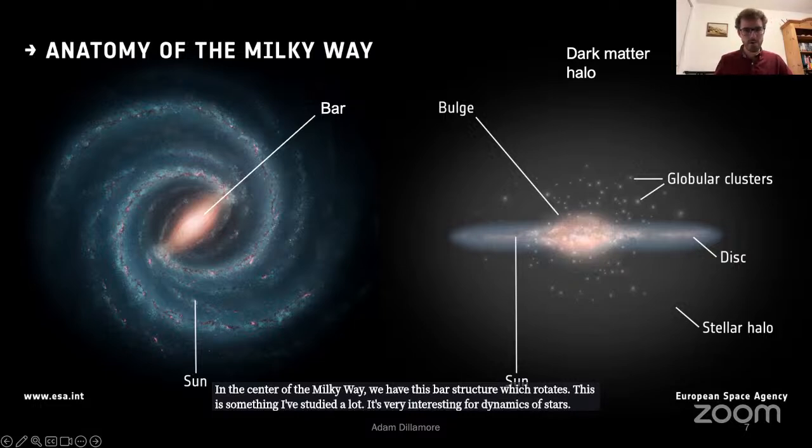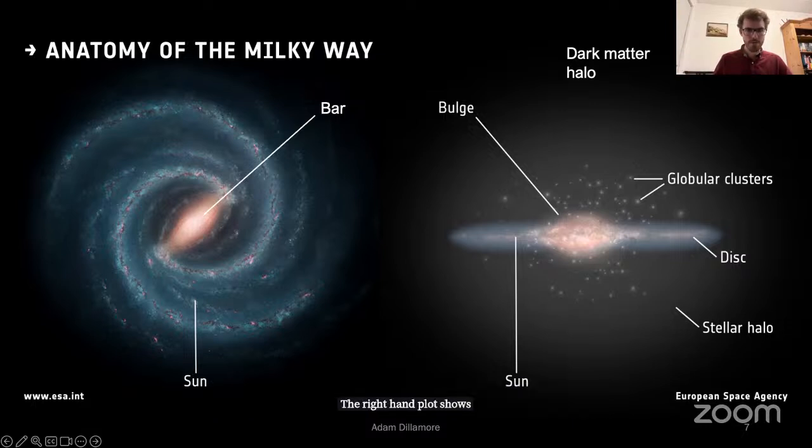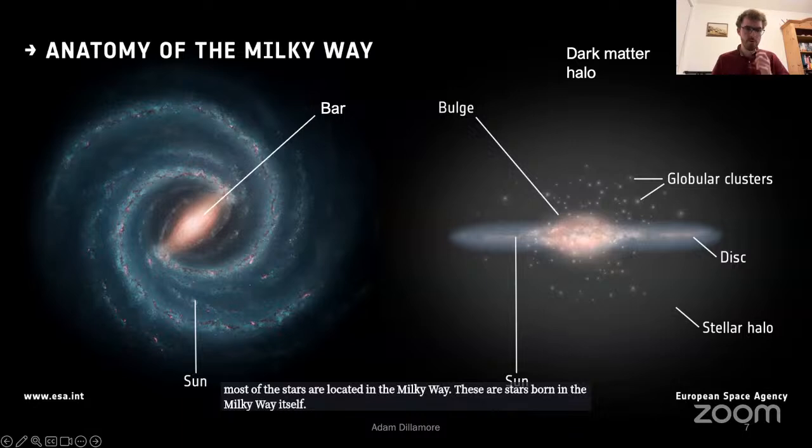The right-hand panel shows the view edge onto the disk. So again, it shows the sun. The disk is where most of the stars are located in the Milky Way. These are stars born in the Milky Way itself. This is where all the young stars are.